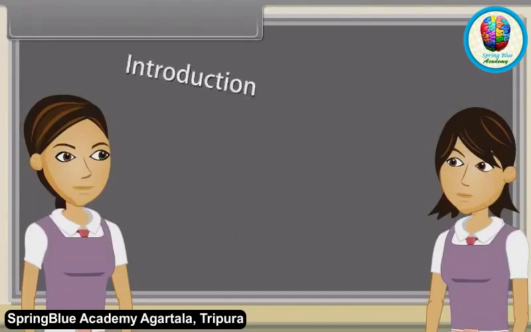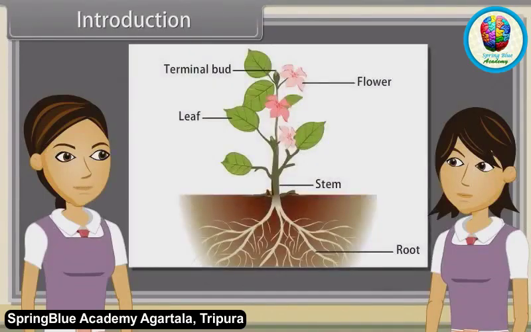Introduction. When we observe a plant, we see that every plant has roots, stem, and leaves. Plants also have flowers and fruits. We have already discussed characteristics, types, modifications, and functions of roots, stems, leaf, and inflorescence. Now we will study flowers.